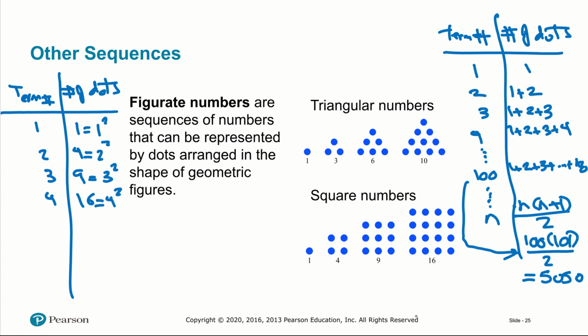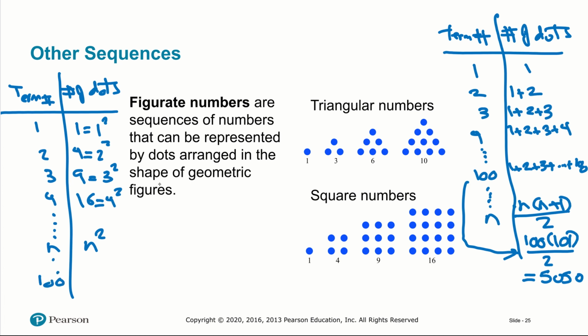So what do you think is going to be the number of dots in the nth term of this sequence? For each term, obviously, the number of dots is going to be the term number squared, right? So what will it be? N squared. So how many dots will there be in the 100th figure in this sequence of figures?